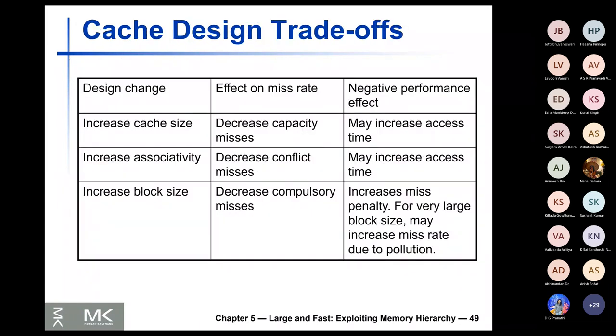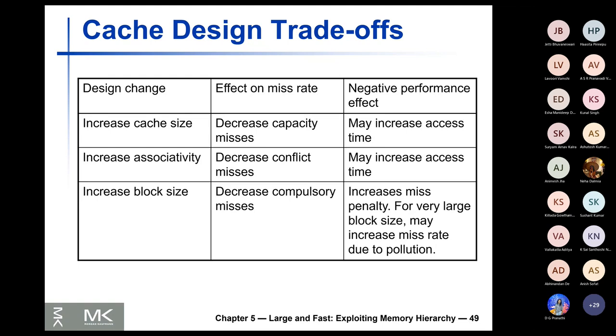So what are the design trade-offs for a cache? Will you increase the cache size? It will decrease the capacity miss, but it may increase the access time, because as you increase the cache size, all the circuitry becomes more and more complicated. More searches have to be performed, and the cache might become slower. The electronic circuitry might become slower.